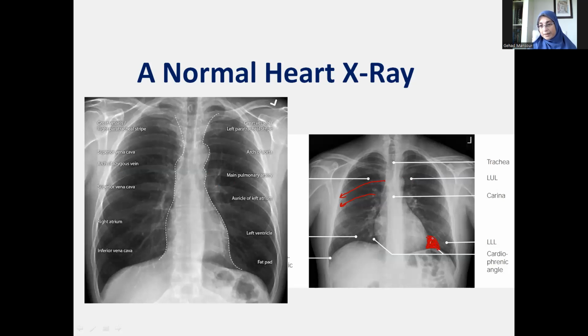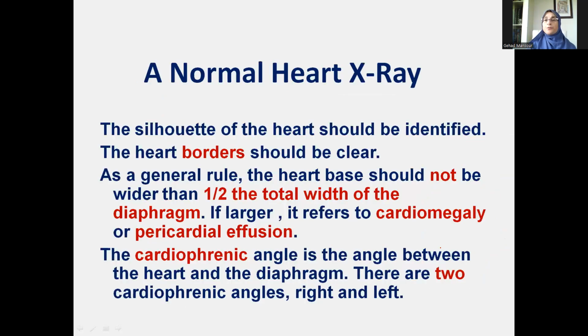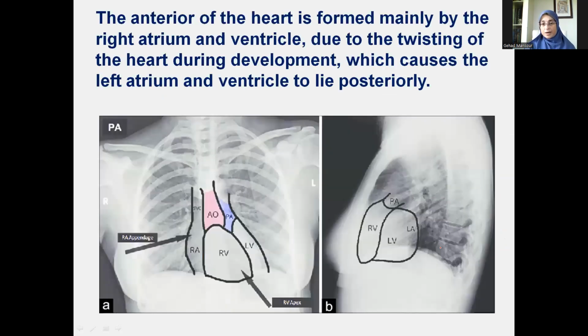But the other angle, I'm talking about the angle between the diaphragm and the chest wall, is that one, and it has to be clear, otherwise it might be an indication of pleural effusion. So the cardiophrenic angle is the angle between the heart and the diaphragm, and that angle should be, as you have seen, an acute angle.